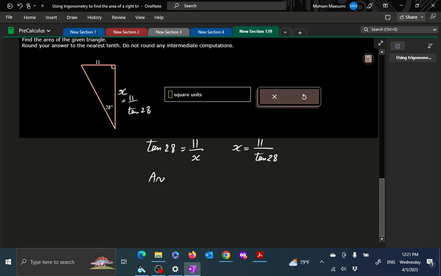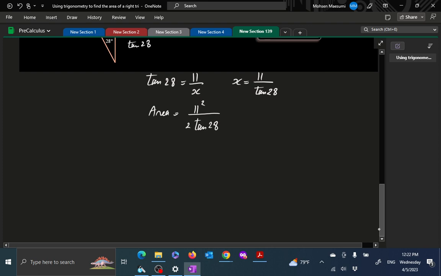The area becomes the product of these two: 11 times this 11, 11 squared, divided by tangent of 28. I have to multiply these two and divide by 2. So I have to divide by 2. Again, we enter this on the calculator and then we'll be all set.